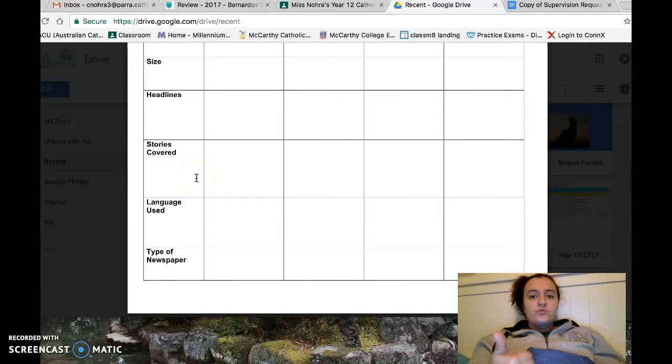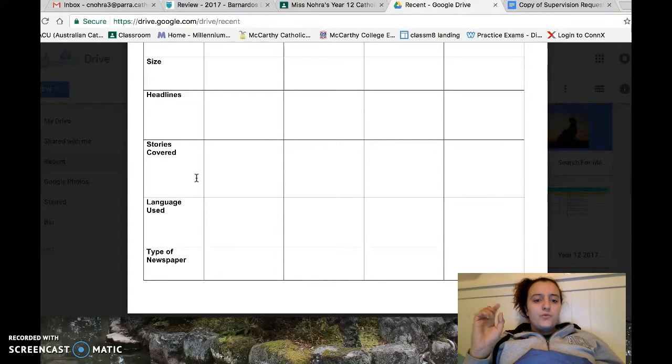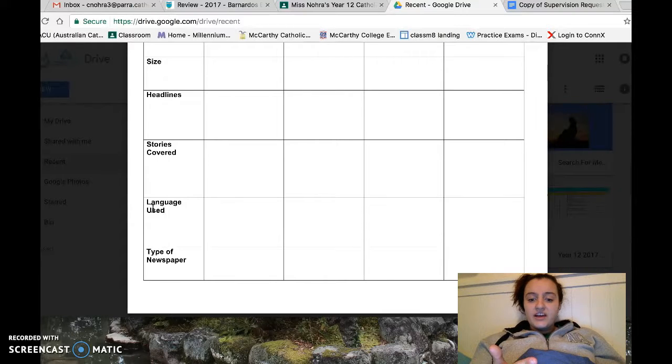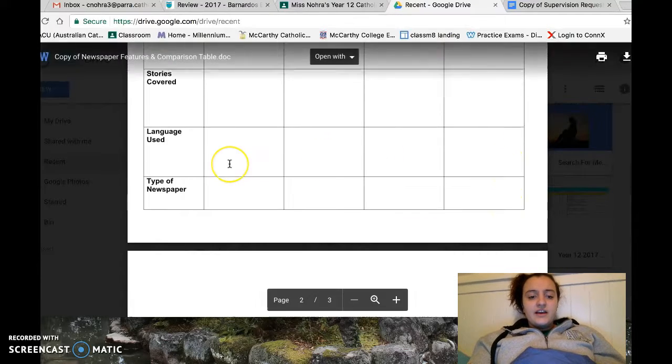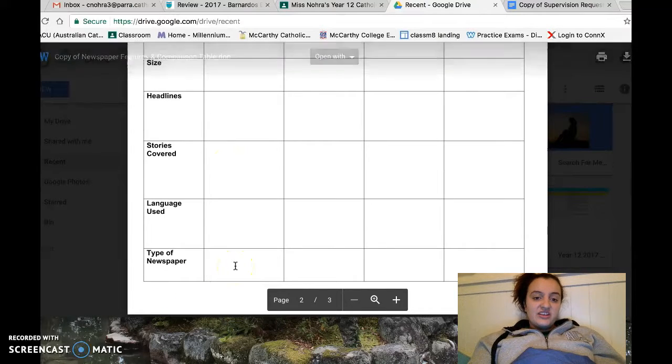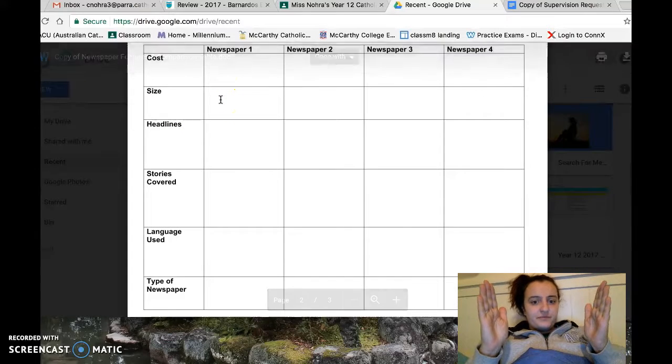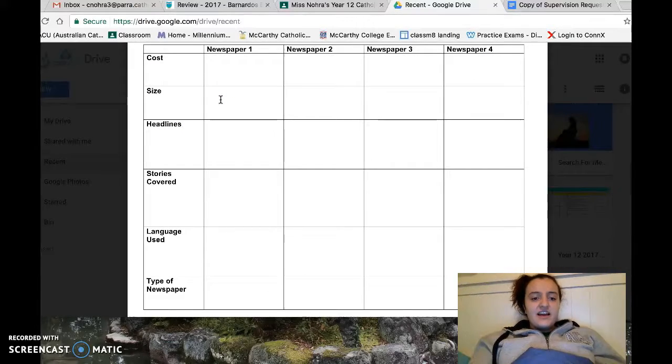Were they local news? International news? National news? State news? Were they comical? What type of stories were covered? Celebrity gossip? What type of language was used? Was it colloquial? Was it formal? Give me an example of how you know that, again for each of the 4 newspapers. And then, is it a broadsheet? Is it a tabloid? In regards to the size, I legitimately want you to measure it and then state the size.